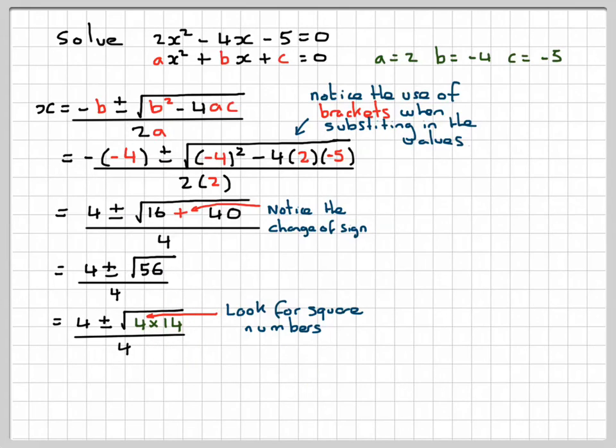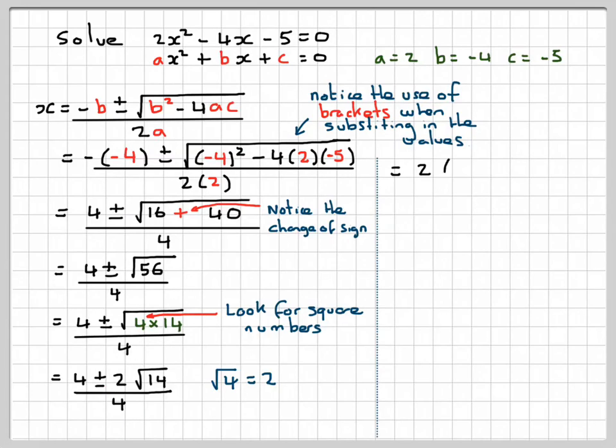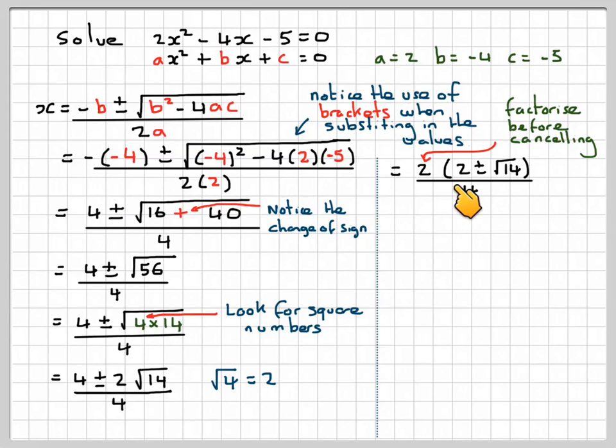So we'll look for a square number divided by 4. Now the square root of 4 is 2, so we rewrite this as 4 plus or minus, we're taking the 4 out of the square root sign to write it as 2, root 14, over 4. Now there's a great temptation here to divide this by 4, but don't do it, because this 4 is a common denominator to both parts of the question. So what you need to do is factorize out a common factor, 2, brackets 2 plus or minus root 14, over 4, and then do the cancelling.